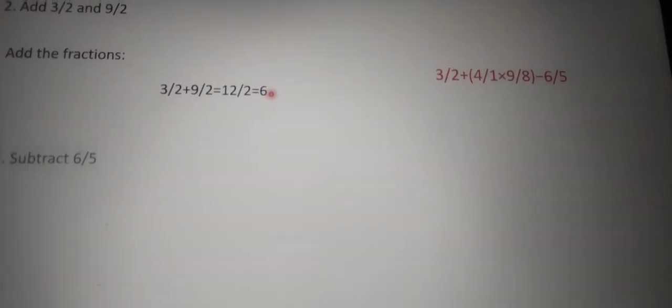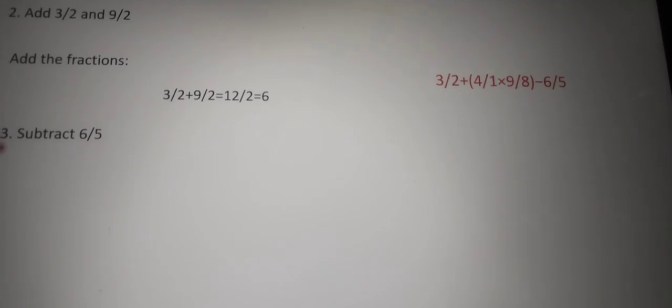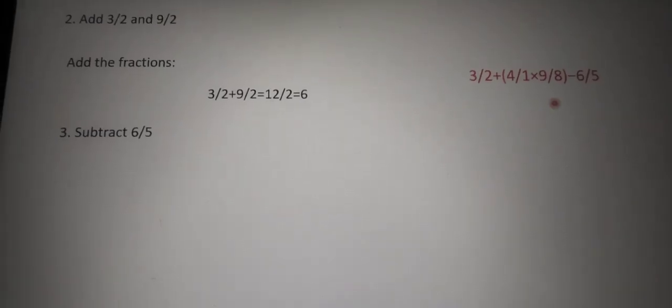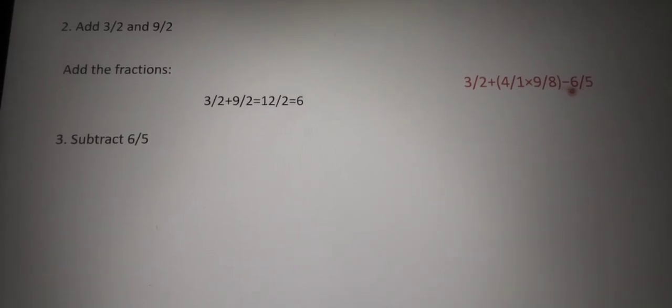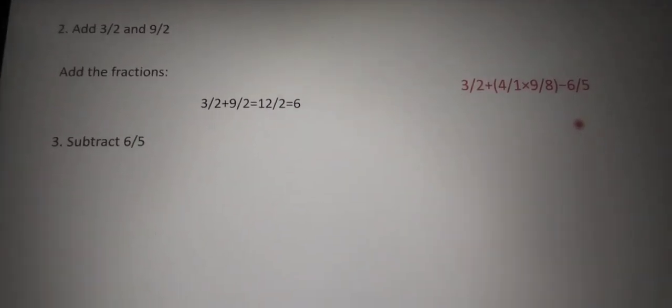Now the next step, or the third step, is to subtract 6 over 5 from the result we've got, because it orders that in the question. As we can see here, we're told to subtract 6 over 5 from the result we get.